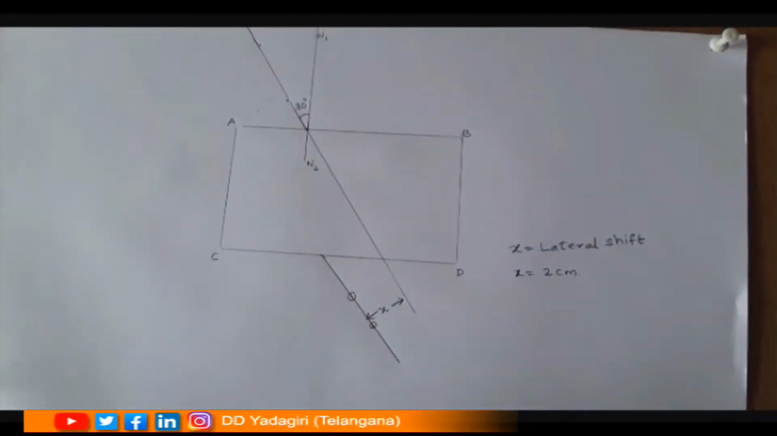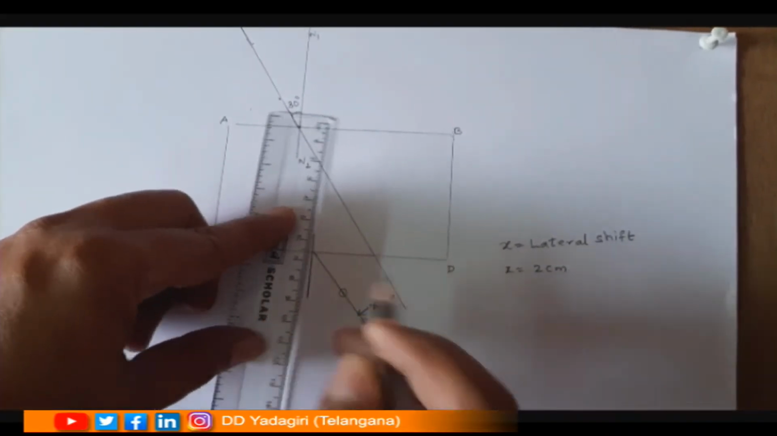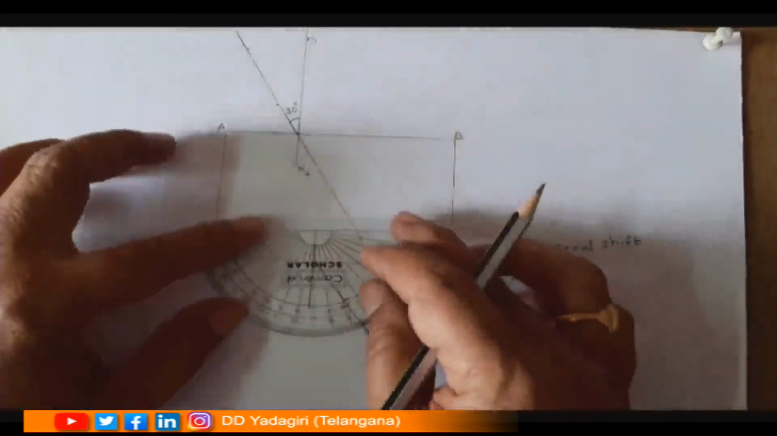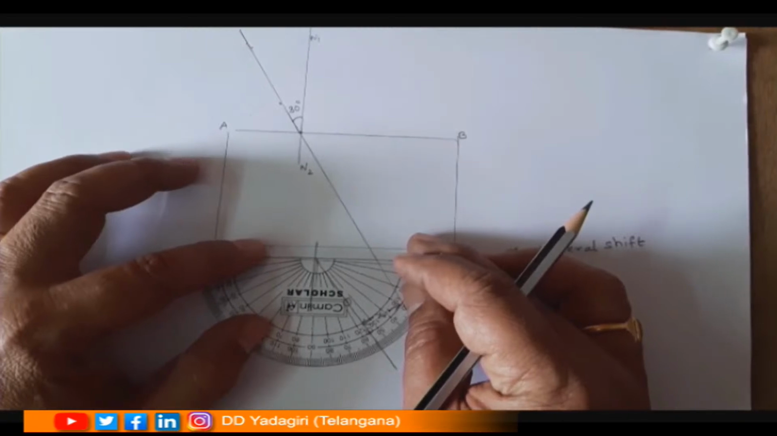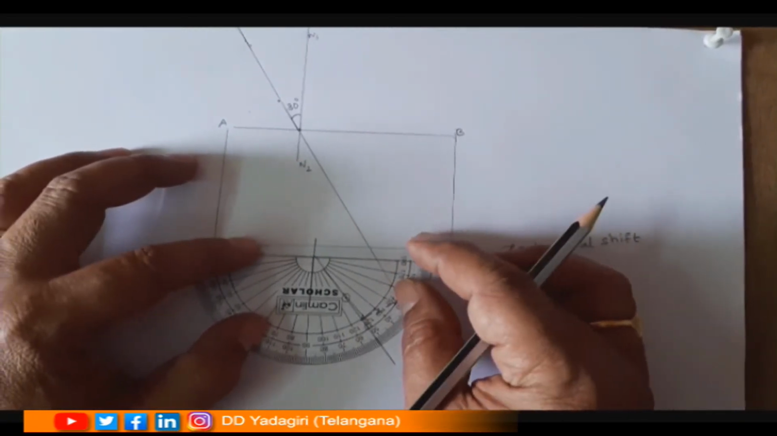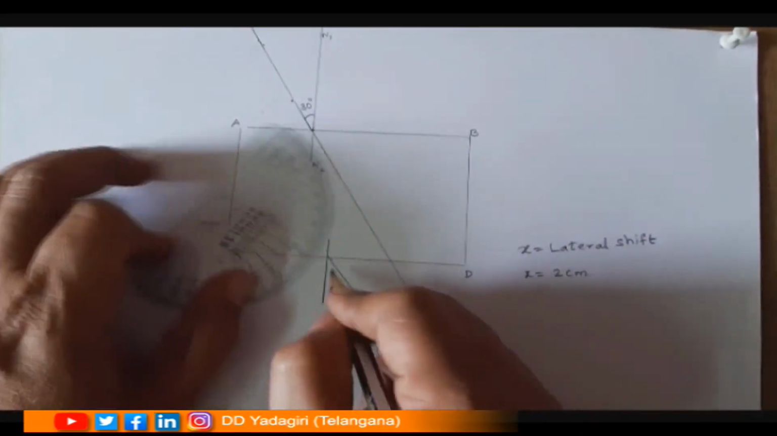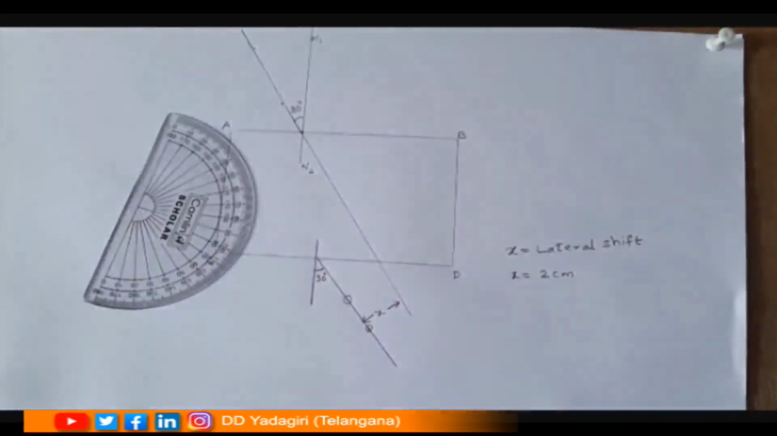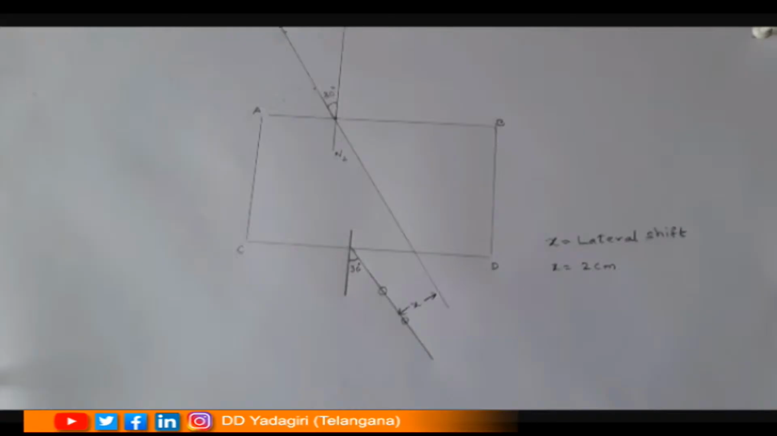Again you can see the angle. I am drawing the normal. See the angle of emergence with the help of a protractor. The angle of emergence is also 30°. See here, if we extend the incident ray, it is not meeting the emergent ray.